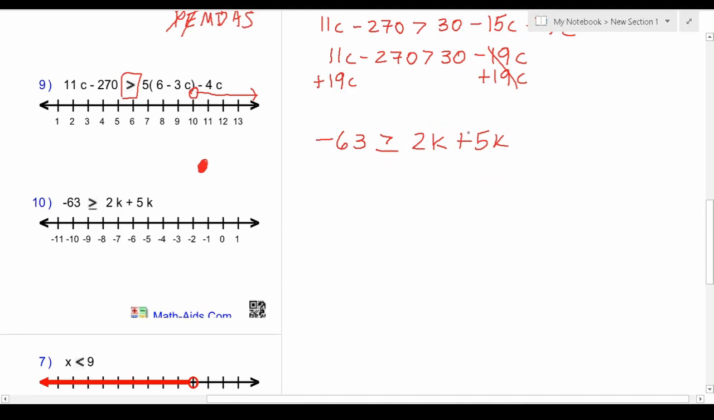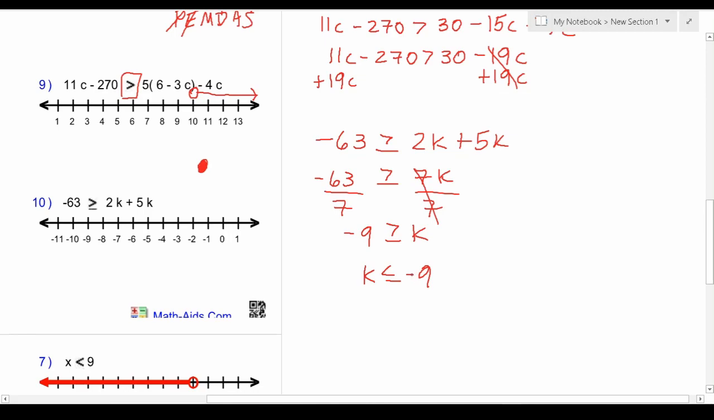We have two like terms, namely 2k and 5k, so we can combine those as our first step. 2k plus 5k is going to be 7k, and the inequality reads 7k less than or equal to negative 63. Let's divide both sides by 7. That's going to get rid of this over here, leaving us with just k on this side. Negative 63 divided by 7 is going to be negative 9. And as is customary in mathematics, you want to write this inequality with the variable leading. So we're going to put k here. Again, that's going to be less than or equal to negative 9.